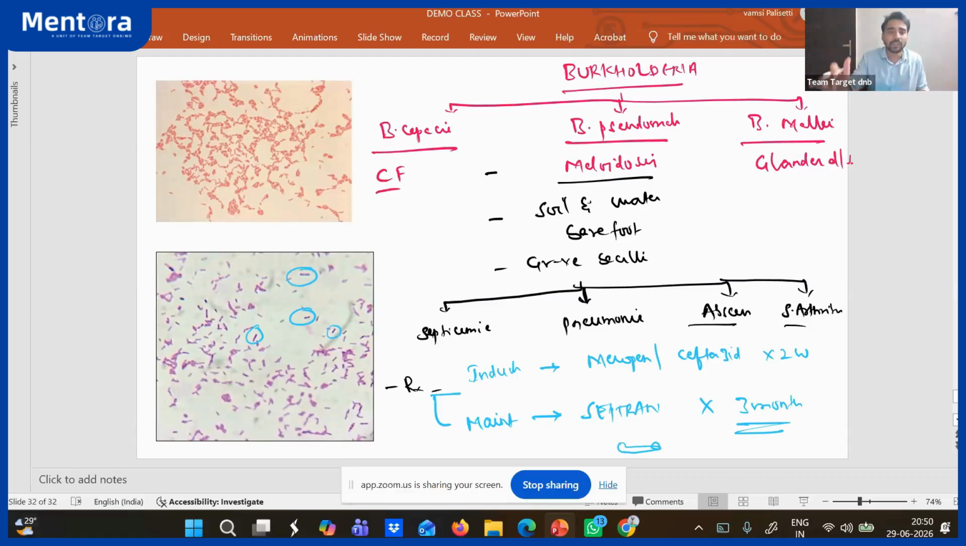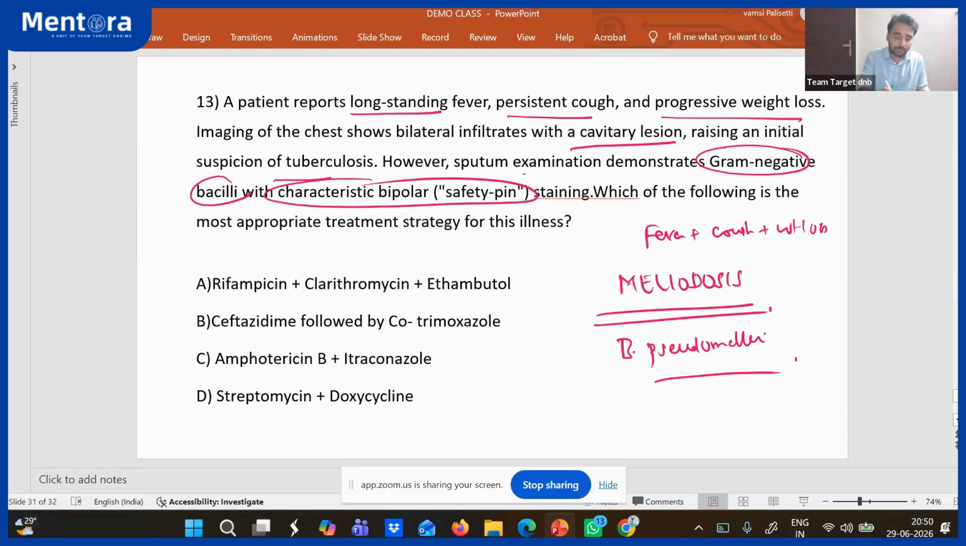Right. So let us see the question. The patient has gram-negative bipolar safety pin staining. So it's melioidosis. Which of the following is most appropriate? Ceftazidime followed by cotrimoxazole. Okay. Amphotericin B, it's an antifungal. We are not giving this thing. Streptomycin, doxycycline is for brucellosis. Are not giving this thing. Rifampicin also not giving this thing. So the answer is ceftazidime followed by cotrimoxazole.